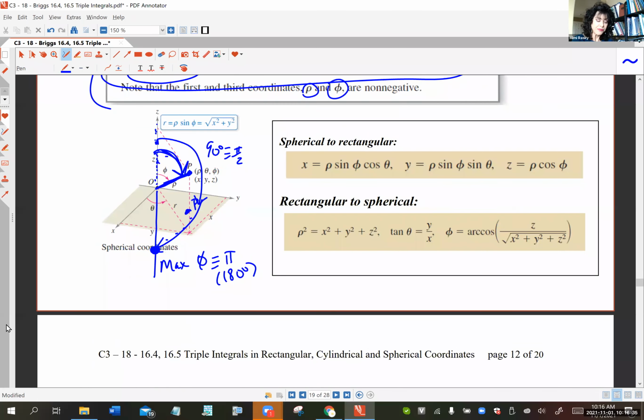All right, let's talk about converting between spherical and rectangular or back. So if you already know your rho and your theta and your phi, and you need to get your x, y, and z, then these three equations are important.